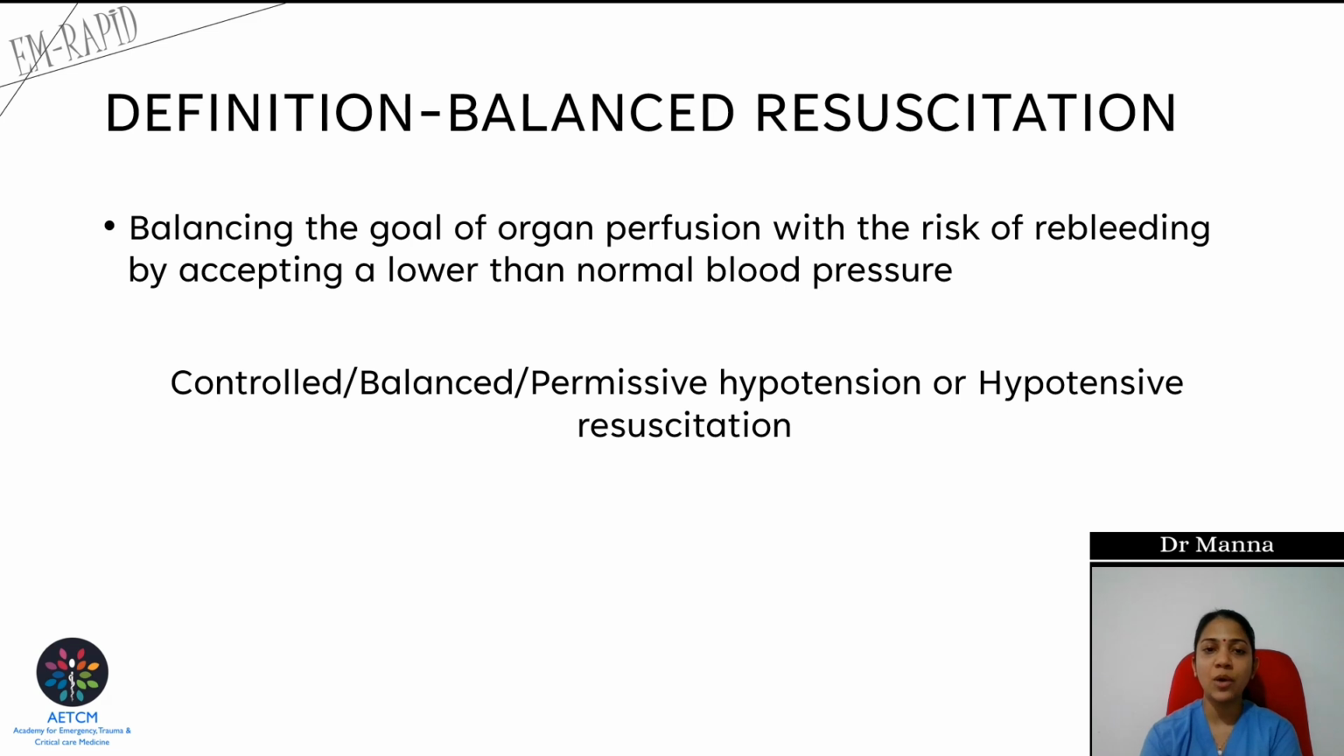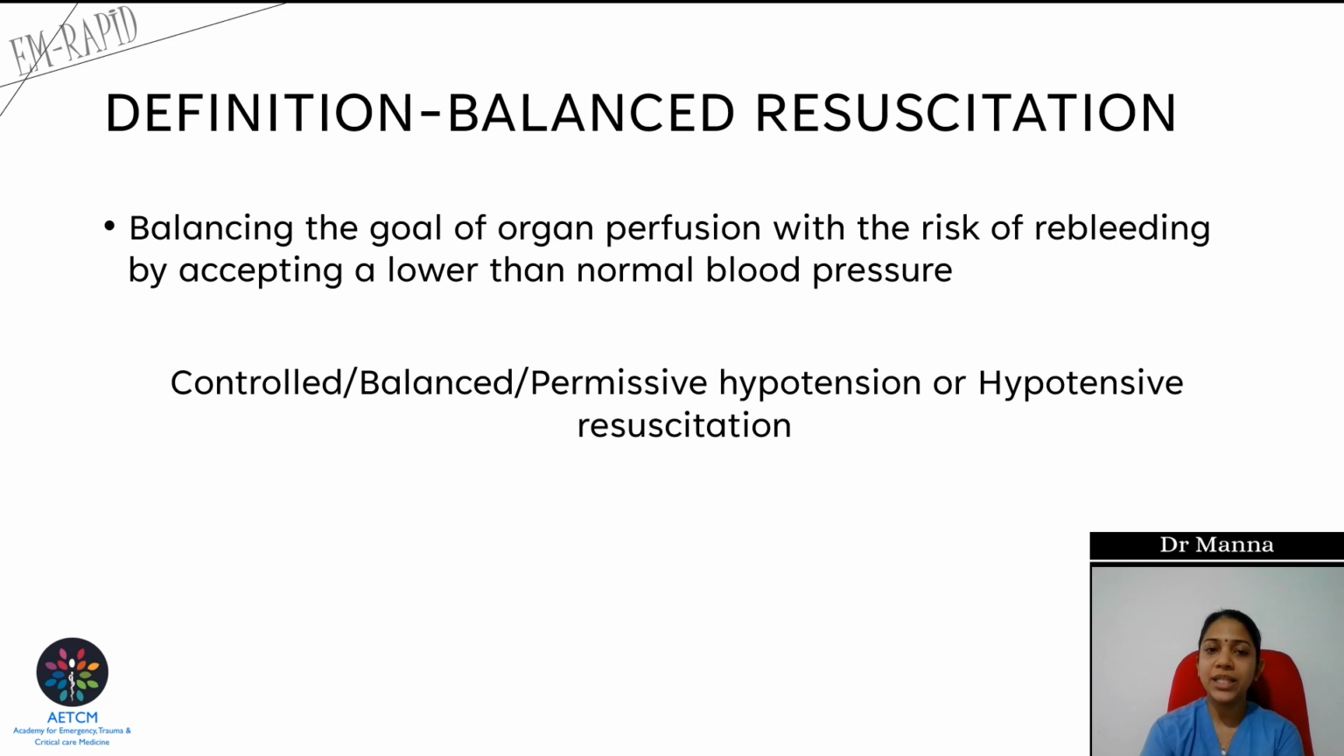So now we'll move into balanced resuscitation. In case of a trauma, balanced resuscitation, hemostatic resuscitation and damage control surgery are an integral part of management, and if we do it correctly, we will be able to save the patient. So what is balanced resuscitation?